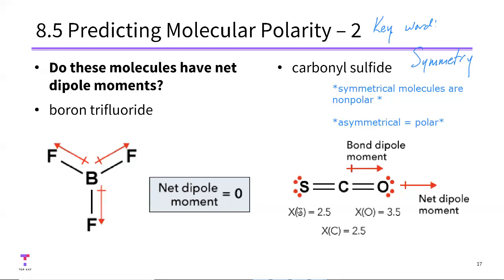If I dig deeper into the bonding, I could also say, well, carbon and sulfur have the same electronegativity. So that bond between carbon and sulfur is nonpolar. So I've got a nonpolar bond in one direction and a polar bond in the other direction. The net direction of polarity is going to be toward the oxygen atom. That's what they call the net dipole moment.